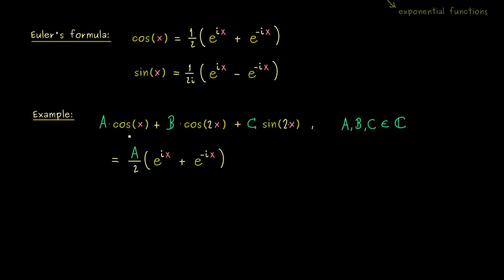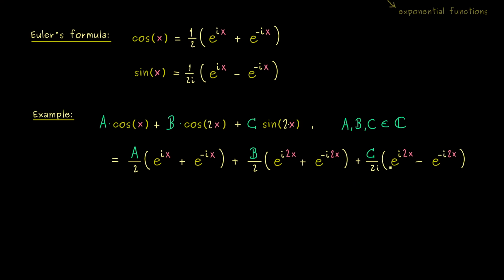So the first thing we get here is a/2 times these exponential functions. And then, of course, we can do the same with the second term in the sum, which is b/2 times the exponential functions, but here we have i2x in the exponent. This is important to remember because we have the same now with the sine function. The only difference is that we have i in the denominator here and the minus sign there.